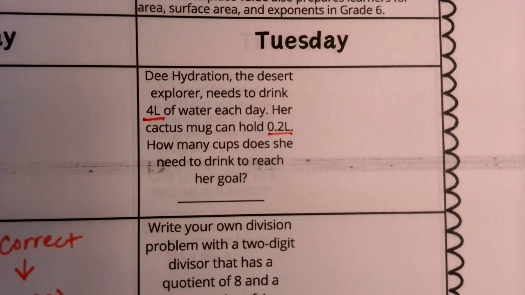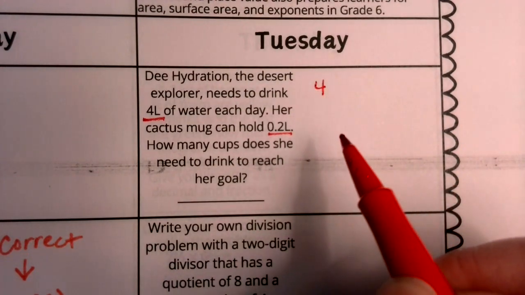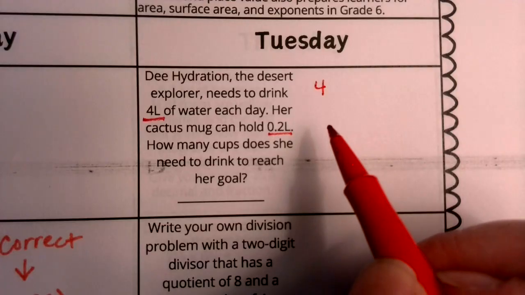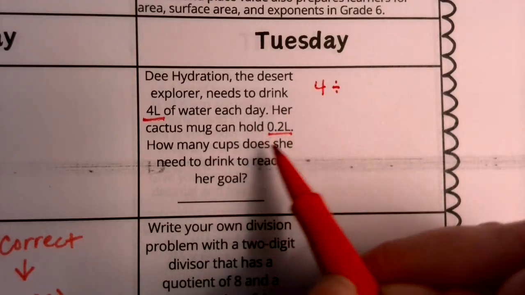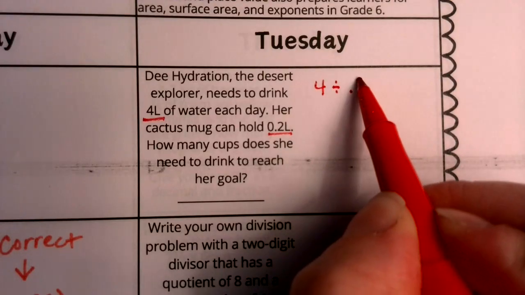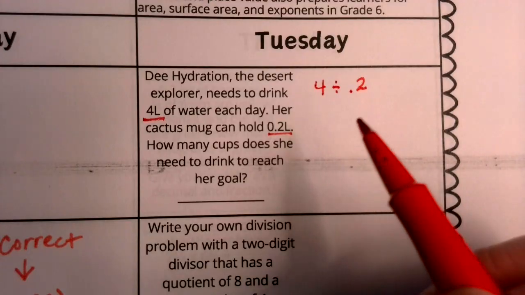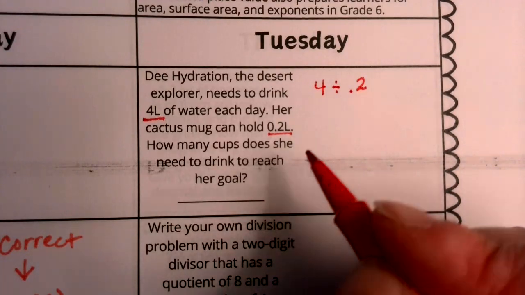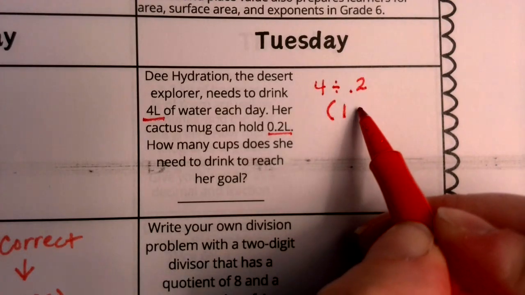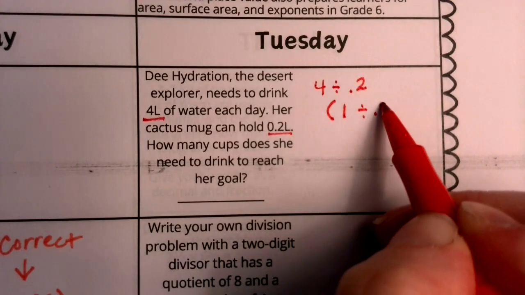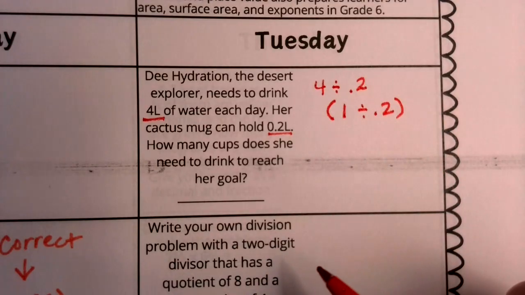Well, what is our whole thing that is being divided? Our whole thing that's going to be broken up is the 4 liters of water that she needs to drink every day. And we're going to divide that up into portions of 2/10 of a liter because that is what her mug holds. The first thing that I ask myself is, what is the relationship about one whole being divided into 2/10 portions? How many 2/10 portions are there in one whole?